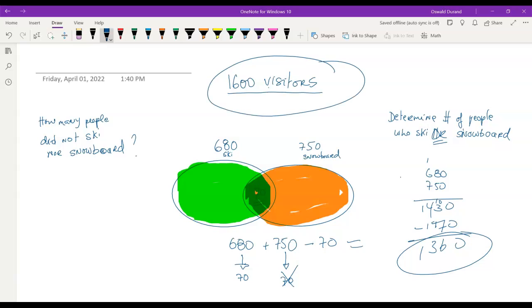Now, to determine how many people did not ski nor snowboard, all I have to do is take the total number of visitors, 1,600, and subtract the number of people who did either, which is 1,360. Which means we have 240 people who did not do anything during their visit. And that's that. Hopefully, I was clear. All right, I will send that out in a minute.